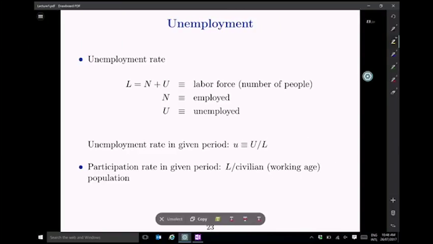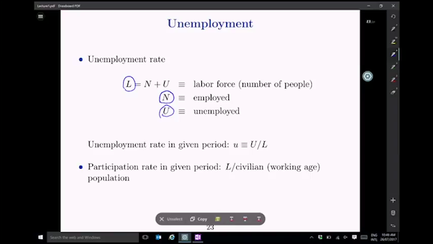So the last concept we want to review is unemployment. We first give you the definition of unemployment. How do we define unemployment? Well, we use capital letter N to denote the number of people employed, like me, in the economy. And we use capital letter U to denote the number of people who are unemployed in an economy. And then we define the sum of these two as the labor force. The number of people in the labor force is defined as employed plus unemployed.